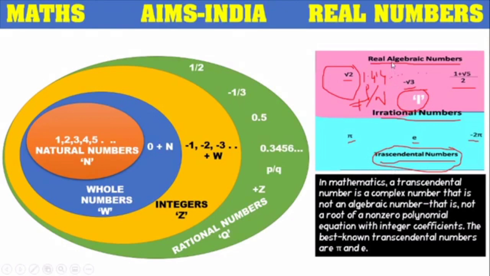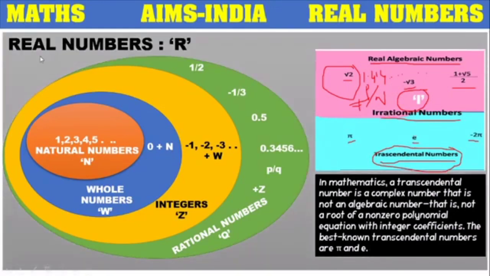So here the algebraic numbers and transcendental numbers are together considered as irrational numbers. Real algebraic numbers cannot be written in the form of p by q, and transcendental numbers are never the solutions of any algebraic equation. So these two together are called irrational numbers. Now all these numbers together we can call real numbers, denoted by the symbol R. So real numbers we can consider as a superset of all these subsets.